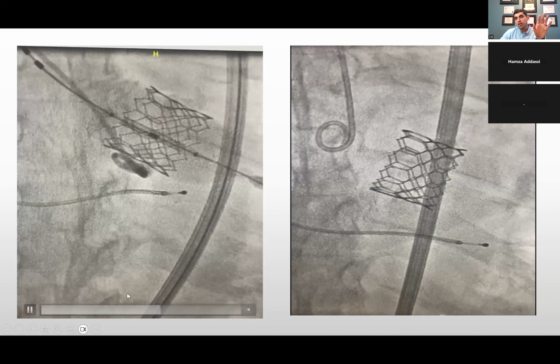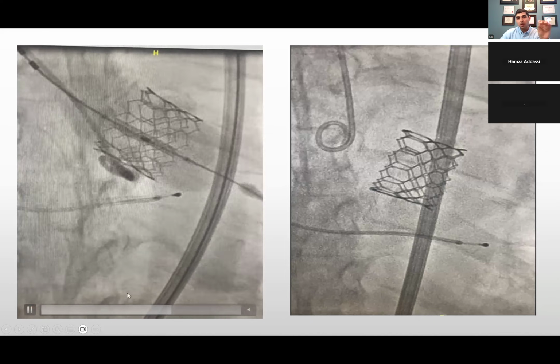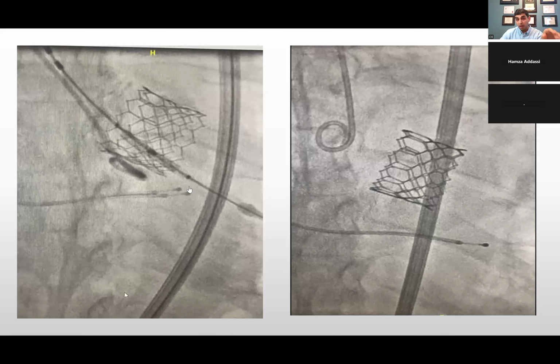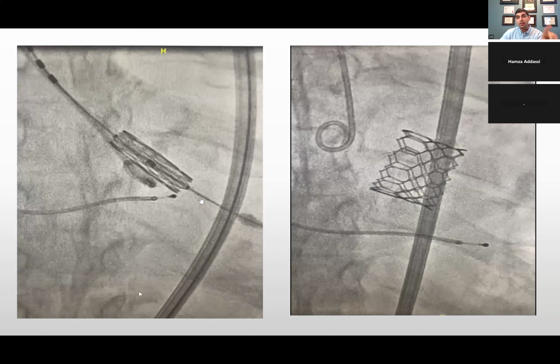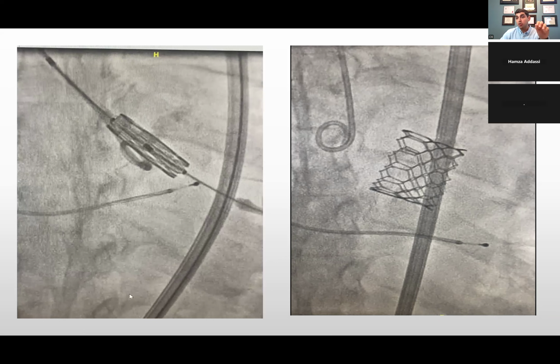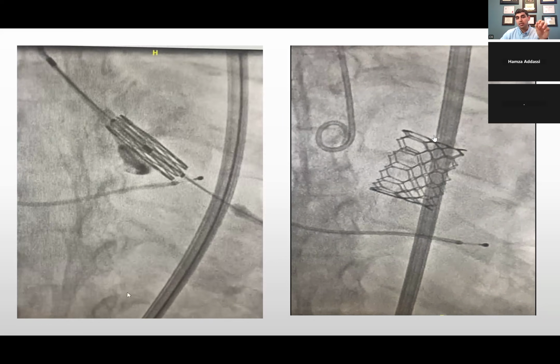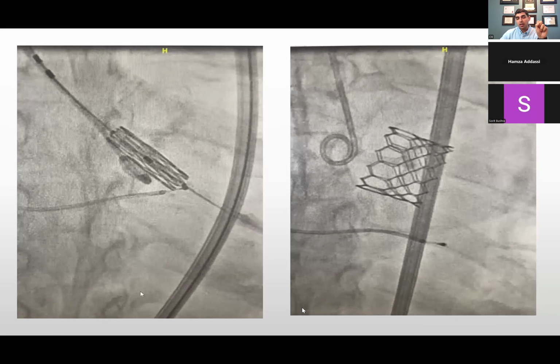And then we take that 20 seconds. So we have 20 seconds to position the valve, to drop the pressure, to inflate the balloon, deploy the valve, deflate the balloon, then stop the pacemaker. So it's a very quick procedure that's very meticulous. And then on the next shot, this is how the valve looks.